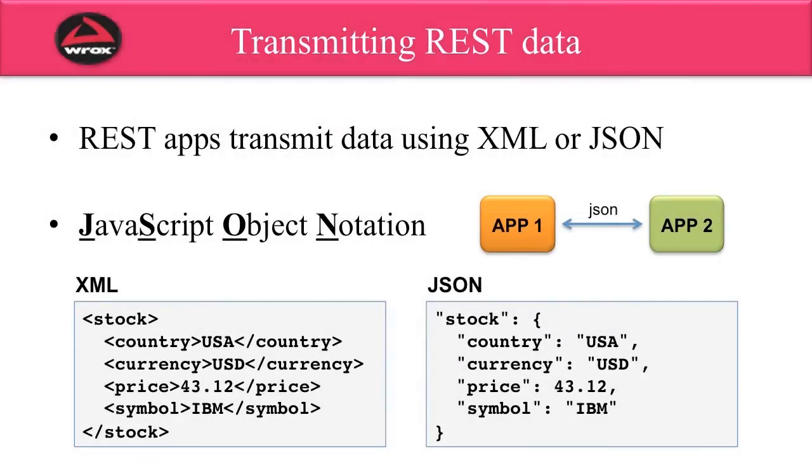When you transmit data to a RESTful web service, you have the option. You can make use of either XML or JSON. JSON stands for the JavaScript Object Notation, and it's a very popular notation that a lot of folks prefer over XML. On the left-hand side, we have the XML to represent a stock entity, and then over on the right-hand side, we have the same information represented as JSON. So note here with JSON, it's really just a collection of name-value pairs with the colon as a separator.